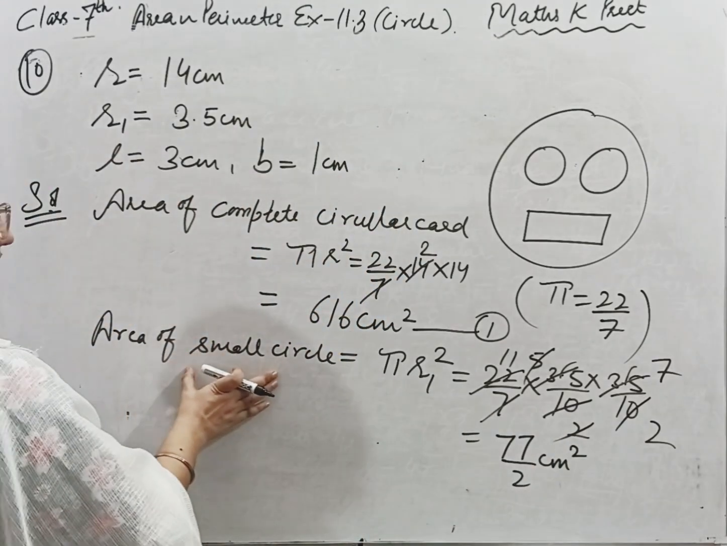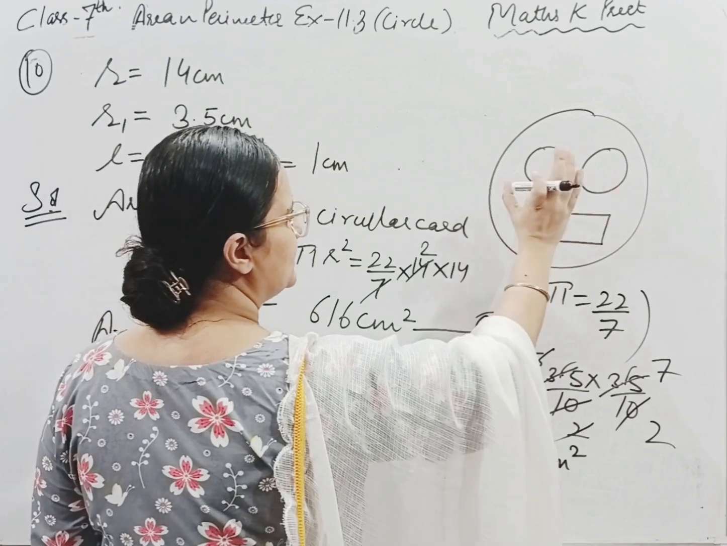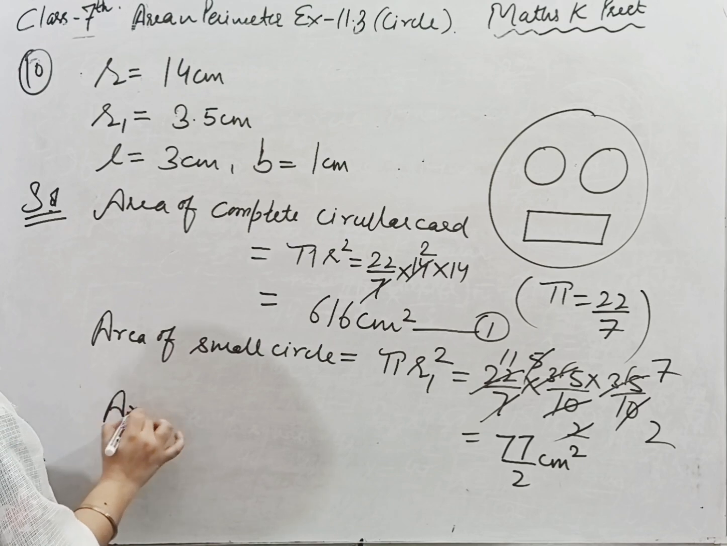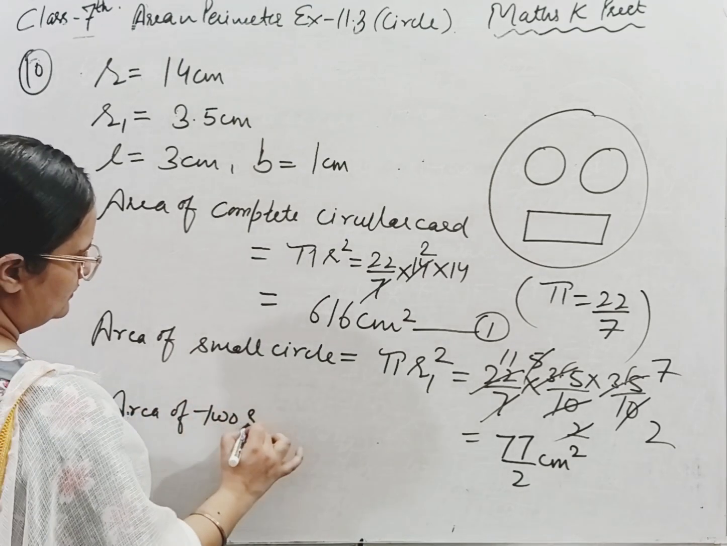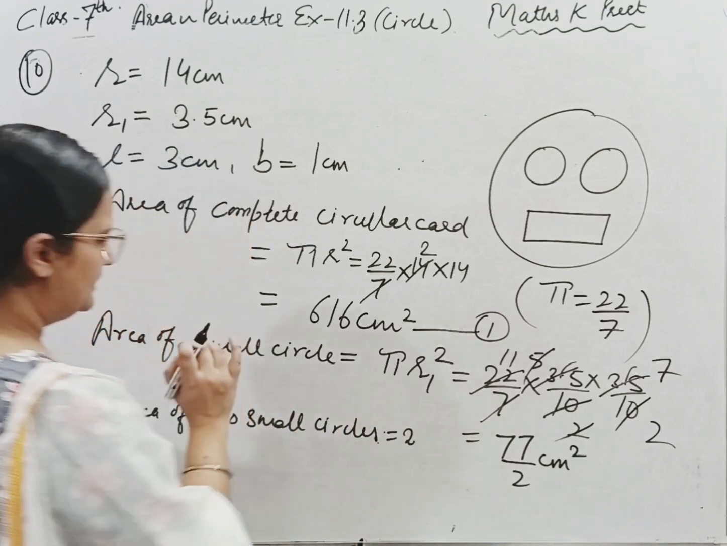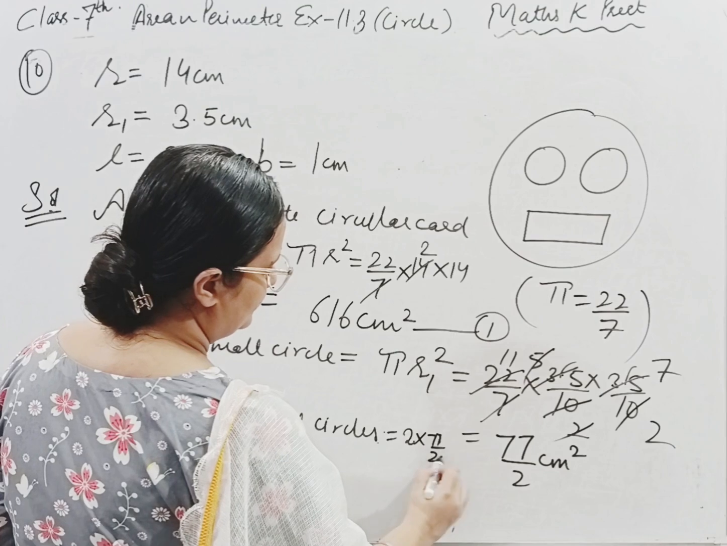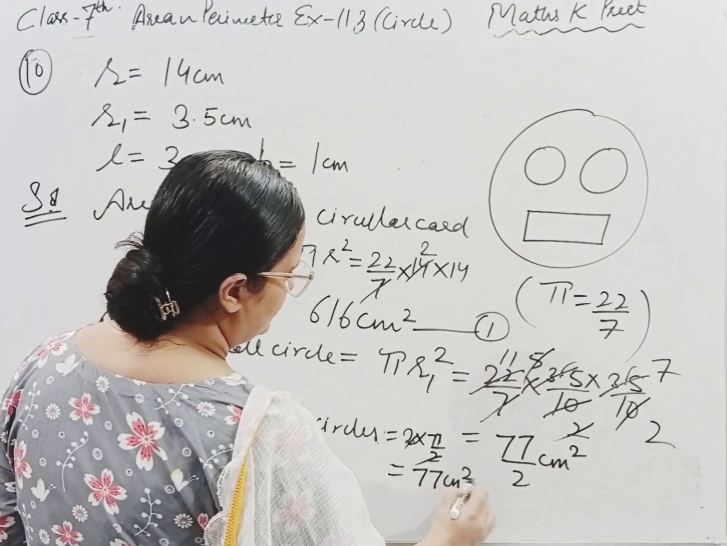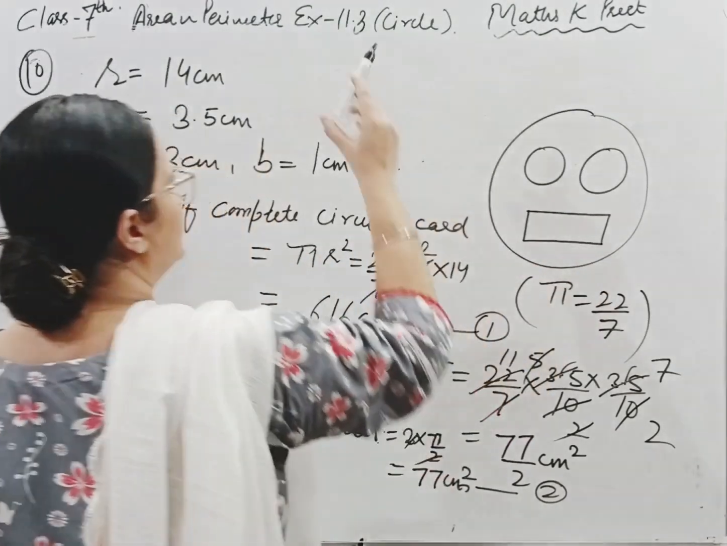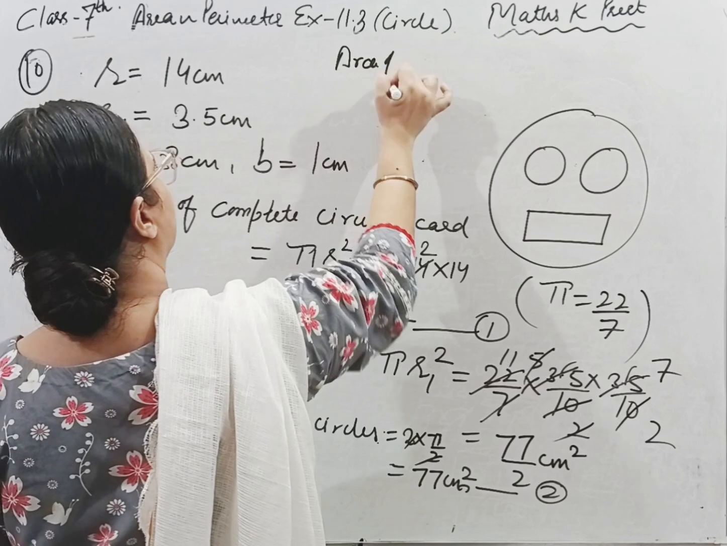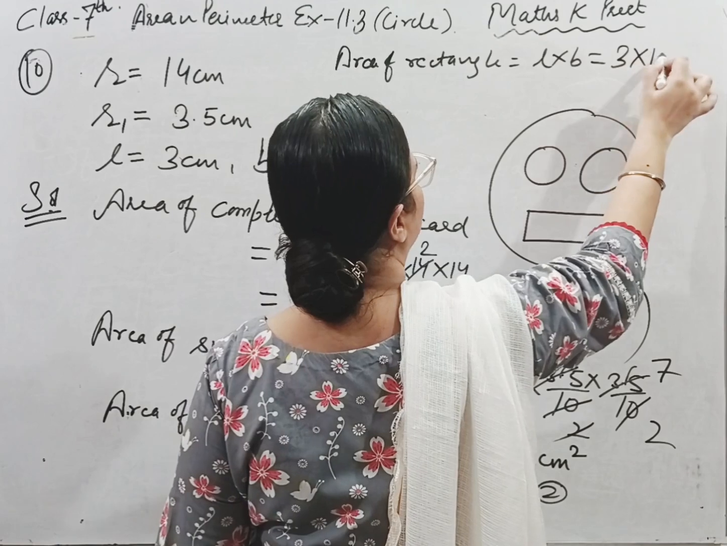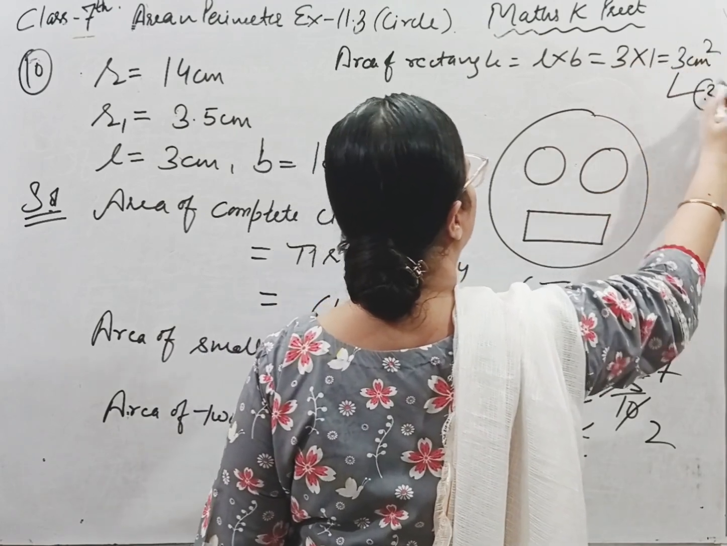But I have to consider this area twice because there are two such circular sheets or cards we are taking out of this complete card. So I'll write area of two small circles is equal to twice this area. So I am getting 77 centimeter square. Now to calculate the area of this rectangular sheet, I am writing here area of rectangle. We know the formula L into B. L is 3, B is 1, so the area is 3 centimeter square. Here mark it number 3.